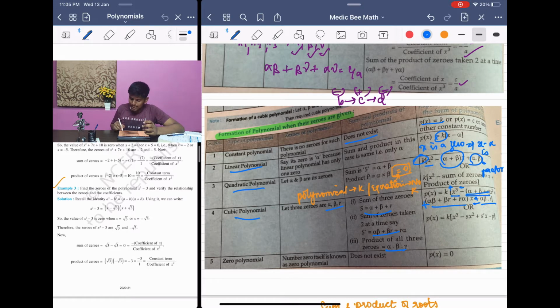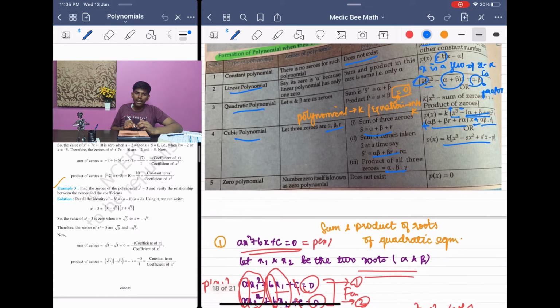So plus minus and also 0, 1, 2, 3. This is the pattern you should observe. So the final thing would be k into x cube minus sum of the zeros into x squared plus sum of the zeros taken two at a time into x minus the product of the zeros.